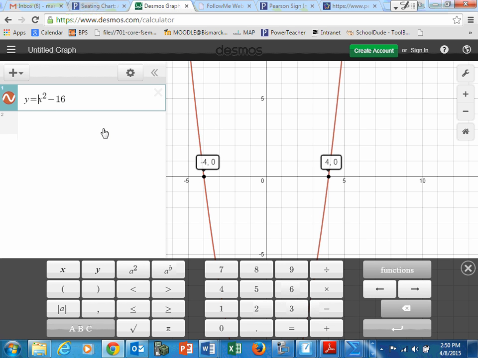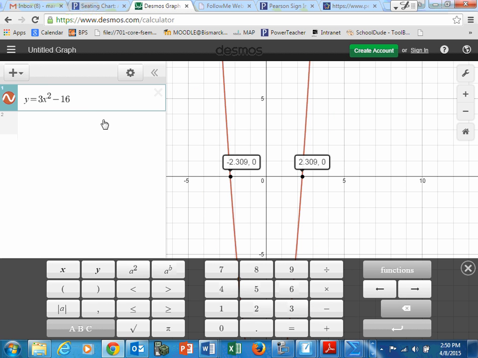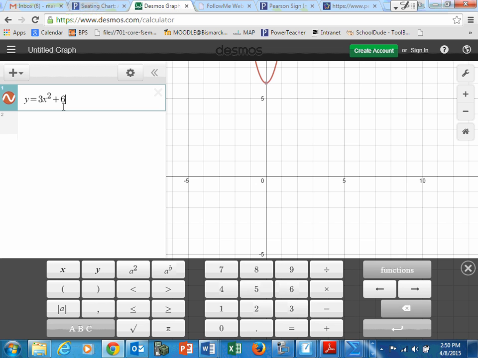The second one, if I have 3x squared plus 6, well, this is interesting. This one doesn't touch the x-axis. So what does that tell you? That tells you that there is no solution. Actually, there's no real solution. There are imaginary roots, but we aren't going to talk about that today. So this one would have no solution.